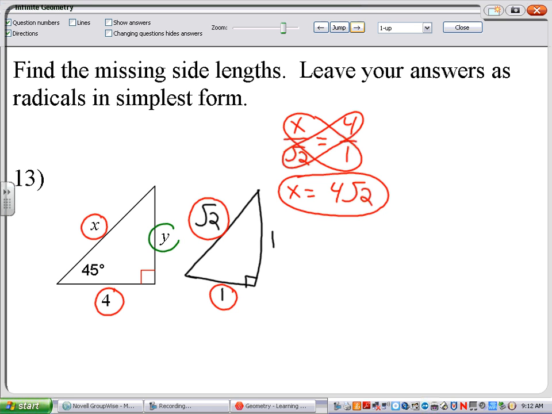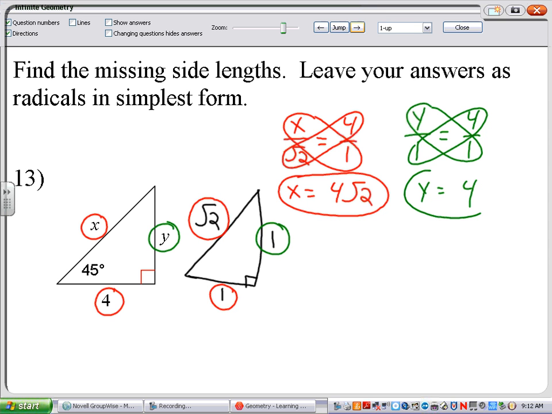Now let's find the y. I'll circle this y. It's going to correspond to that 1. So I write y over 1 equals, and I use my numbers again, 4 over 1. We'll cross multiply. That's a y. Cross multiply the other way. That's a 4. And that works out nicely. No simplification required there. So there's my two answers, x and y. Two more.